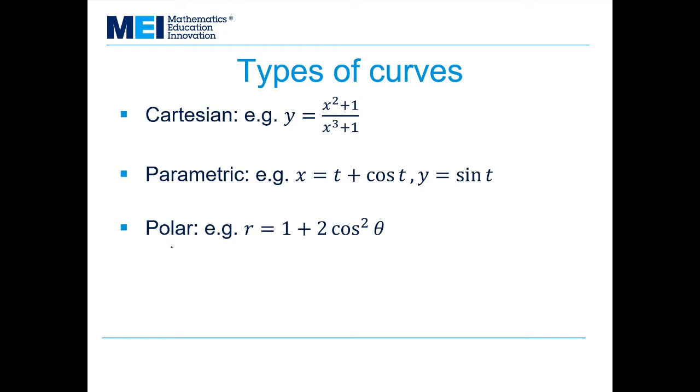And finally, polar. So for example, r equals 1 plus 2 cos squared theta. We're expressing something in terms of r, a radius, a distance from the origin, and theta, the angle that's been turned through. So in this video, we're going to be concentrating on Cartesian. And in the next couple of videos, we'll be looking at parametric and polar.